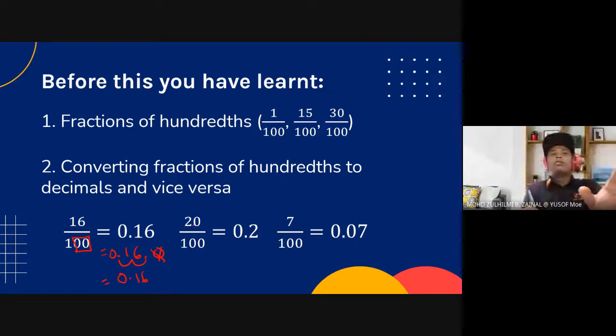For example, this 20 over 100. Macam cikgu cakap tadi, write down dulu 20 tu. And then you move. 20 is like this. So you move the decimal point 1 time, 2 times because there are 2 zeros here. So you move 1 time, 2 times, then it should be here. Before the decimal point, make sure to put 0. So the answer should be 0.2.